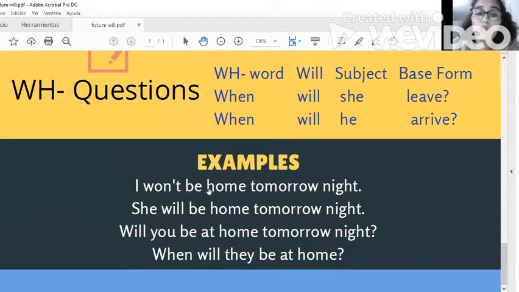I won't be home tomorrow night. I will not be home tomorrow night. Remember the contraction. She will be home tomorrow night. And with the contraction, it will say she'll be home tomorrow night. Then the questions. Will you be at home tomorrow night? When will they be at home? And that's the way you create different statements and sentences with future will. Now let's go to the practice part.